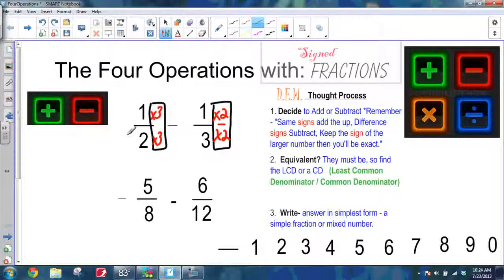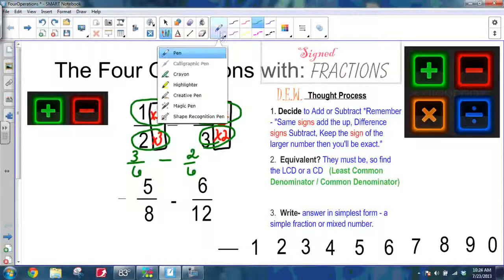So when I change this fraction, I'm going to multiply this product together. 1 times 3 is 3. And that's going to be over the denominator product, which is 6. I'll do the same thing over here. 1 times 2 is 2. And 3 times 2 is 6. And I'm going to subtract them.